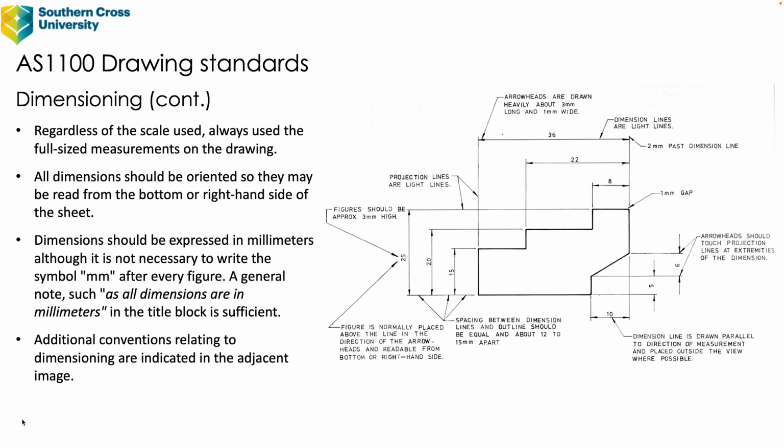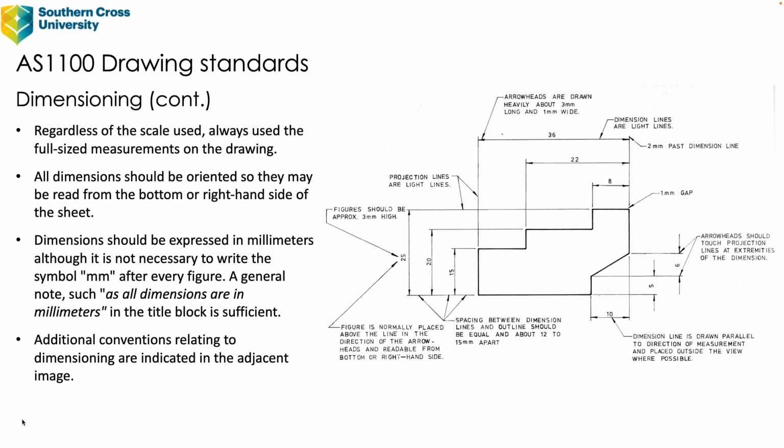Regardless of the scale used, always use the full size measurements on the drawing. All dimensions should be oriented so they may be read from the bottom or right hand side of the sheet. Dimensions should be expressed in millimetres, although it is not necessary to write the symbol mm after every figure. A general note, such as all dimensions are in millimetres in the title block, is sufficient. Additional conventions relating to dimensioning are indicated in the adjacent image.